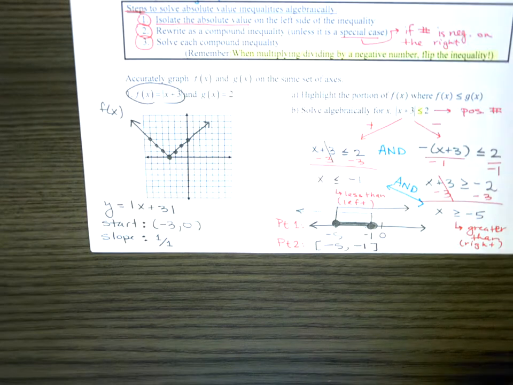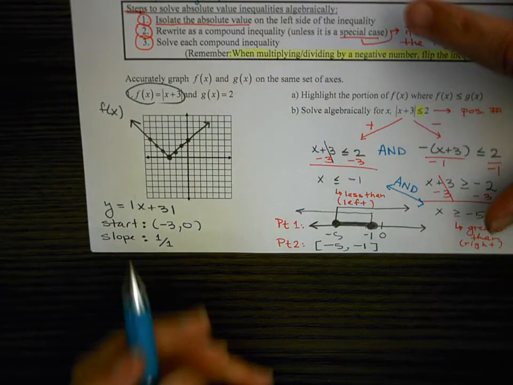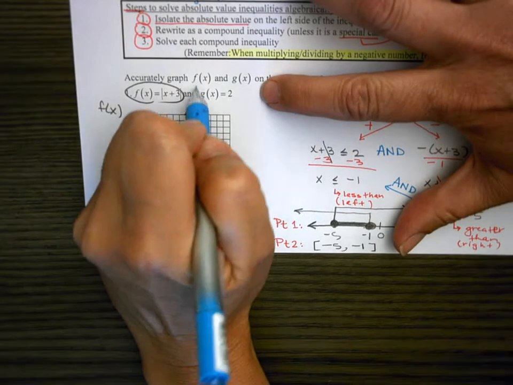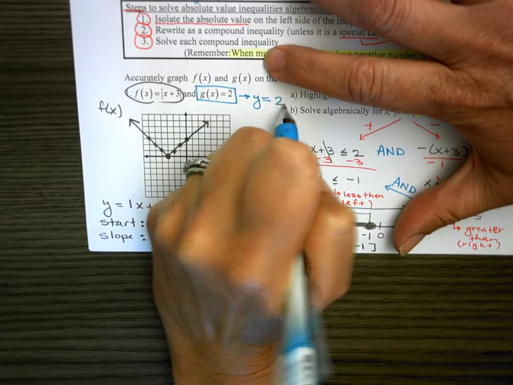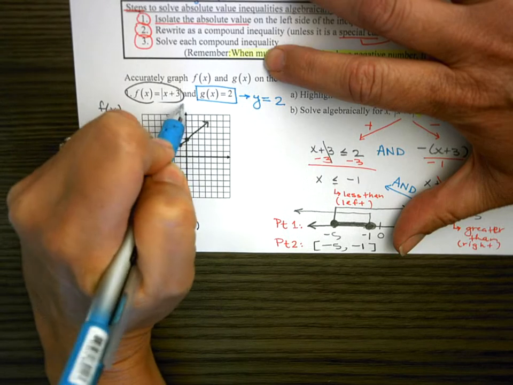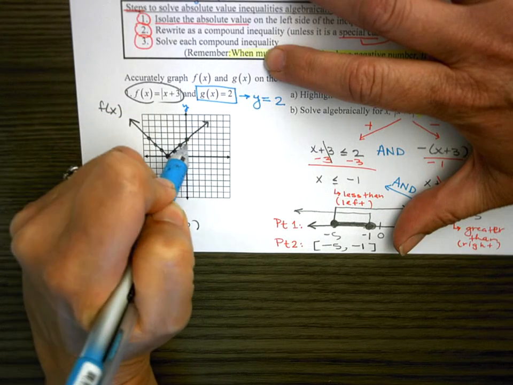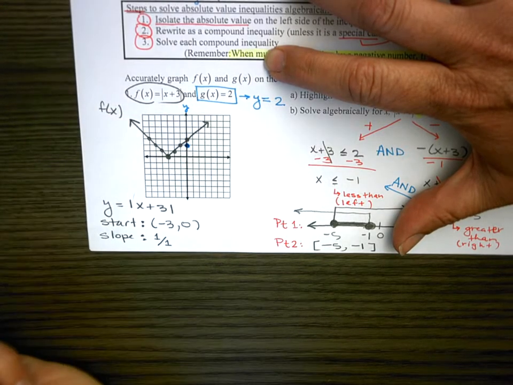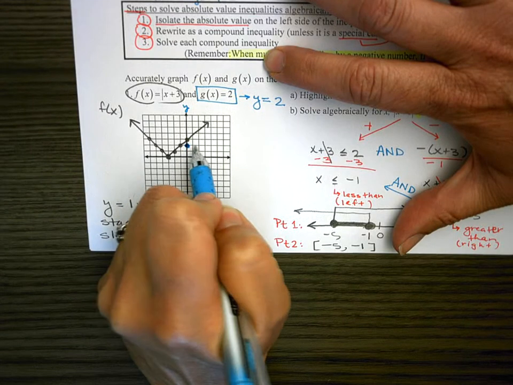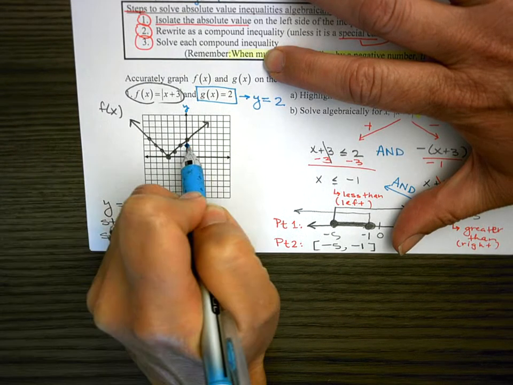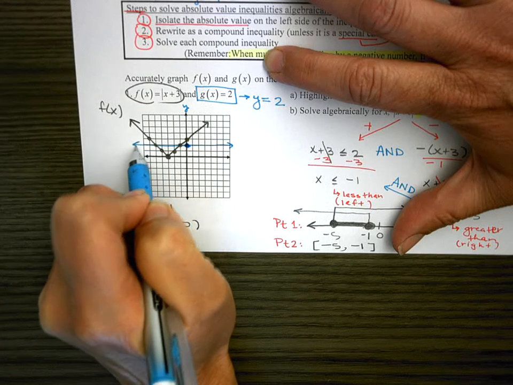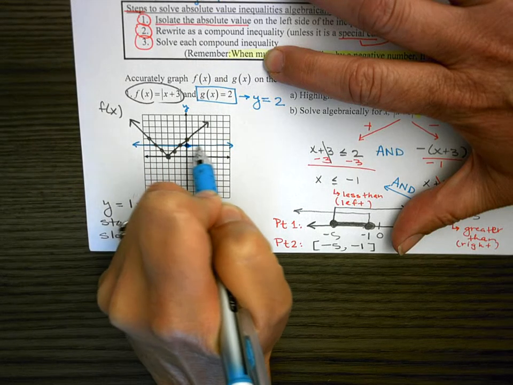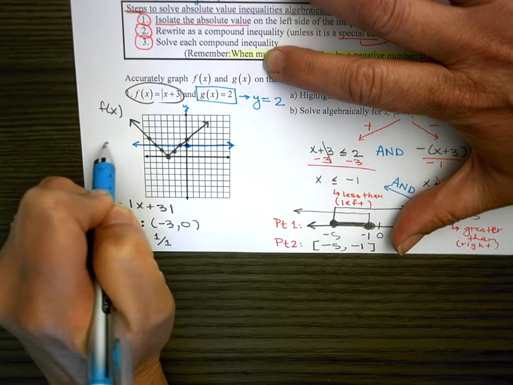And then for my g of x, so g of x is equal to 2. So I'm looking for where y is equal to 2. So this is my y-axis, so I go up to 2, so y equals 2, and then it crosses the y-axis through 2. And then that is g of x.